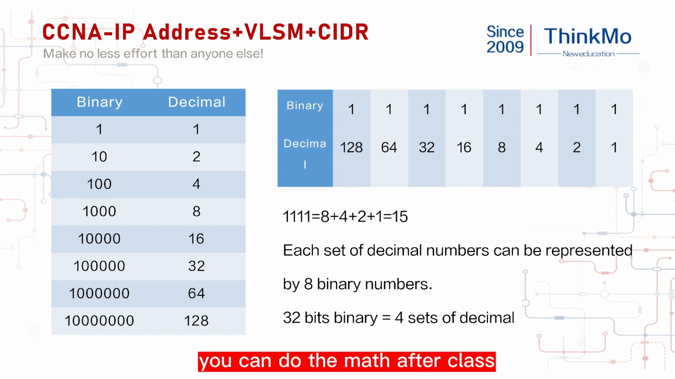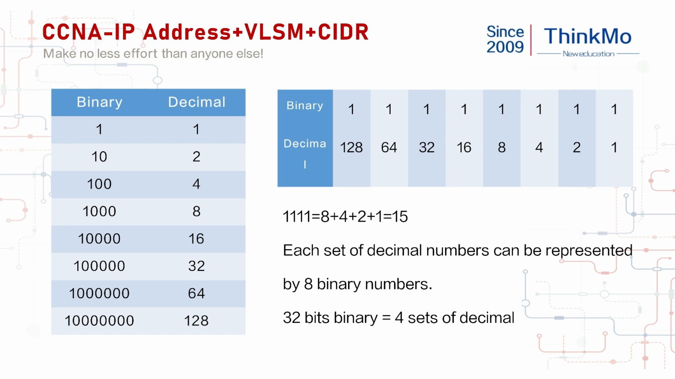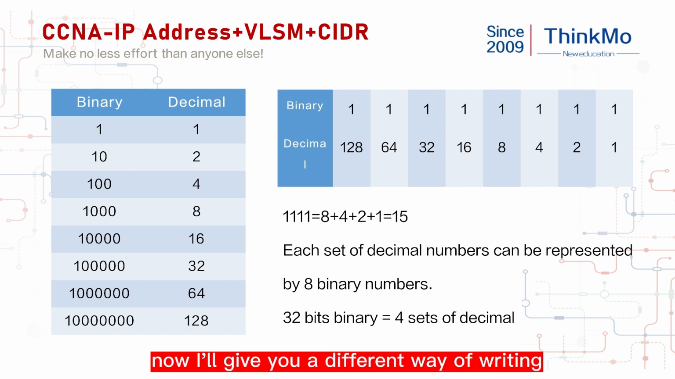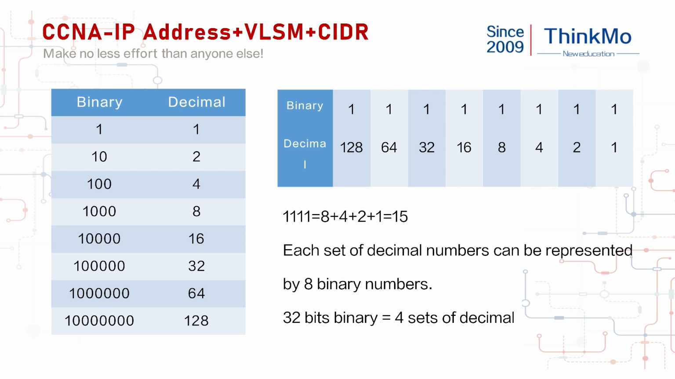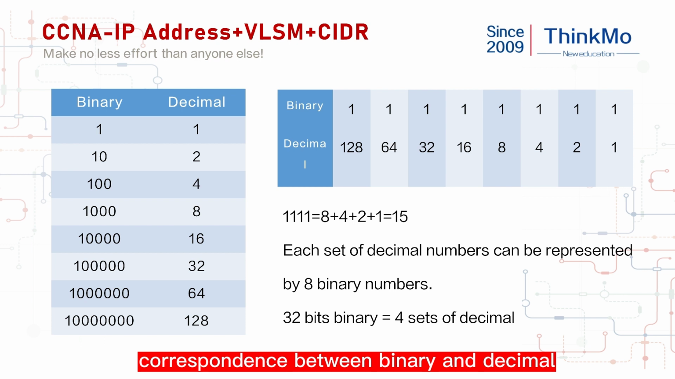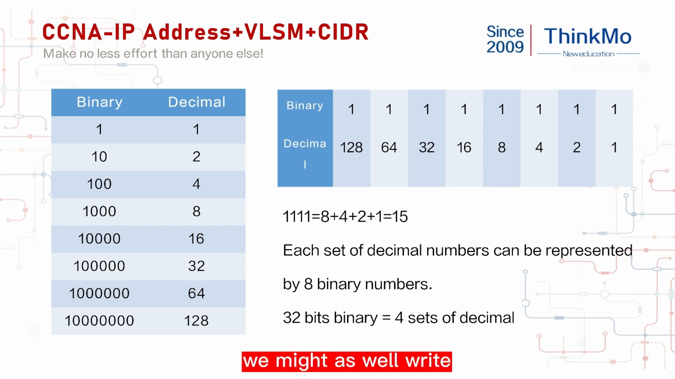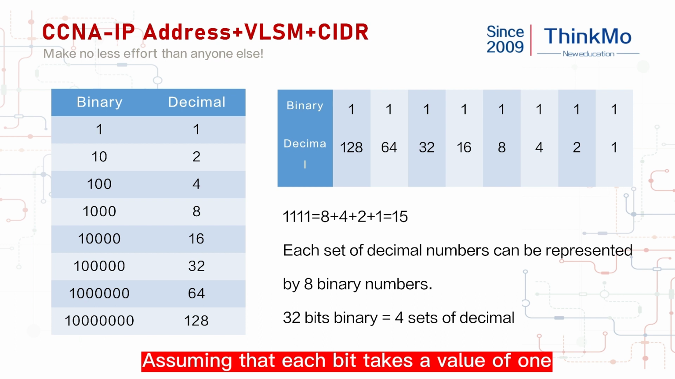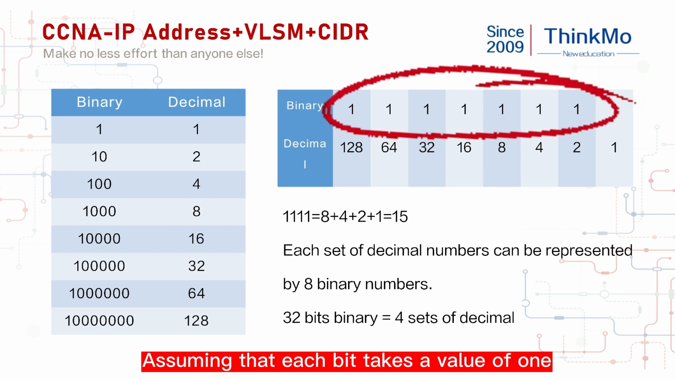You can do the math after class, according to the method I gave. Okay. Now I'll give you a different way of writing the correspondence between binary and decimal. We might as well write, assuming that each bit takes a value of 1.